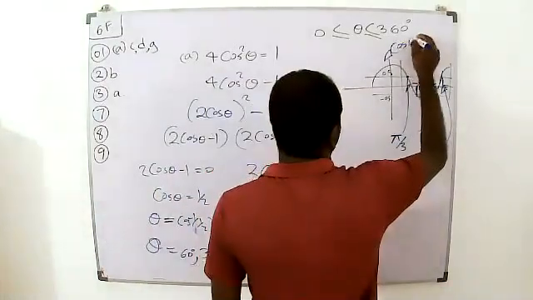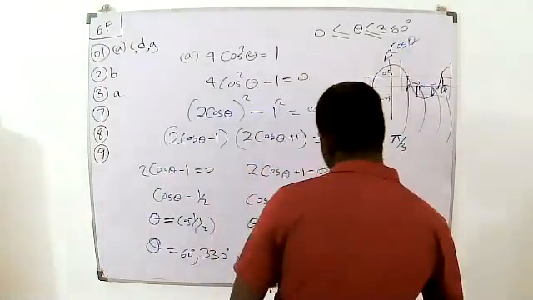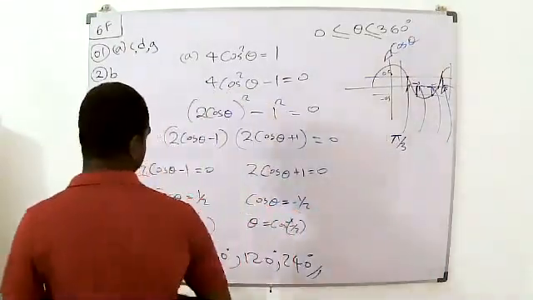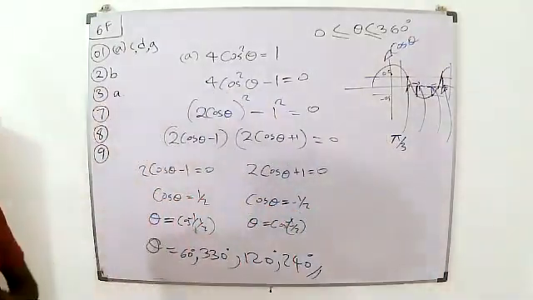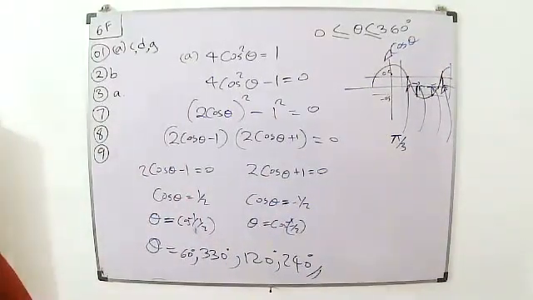This cos theta. Anyone need any explanation? Anyone who doesn't understand this, please raise your hand. If you raise your hand, I am not hearing you, so please comment.